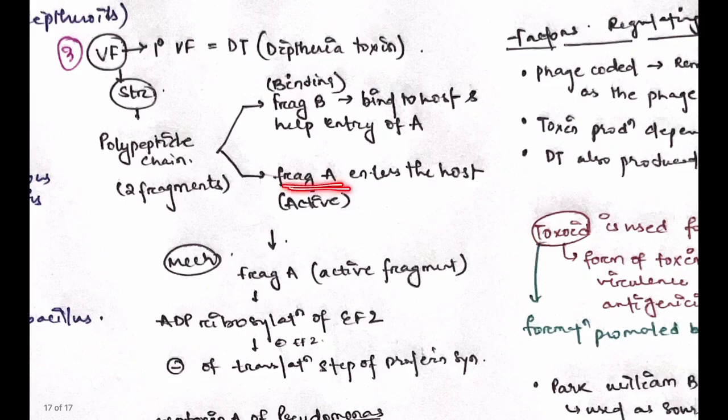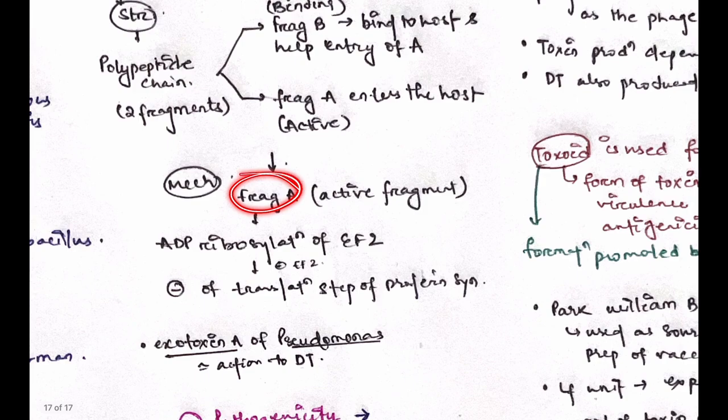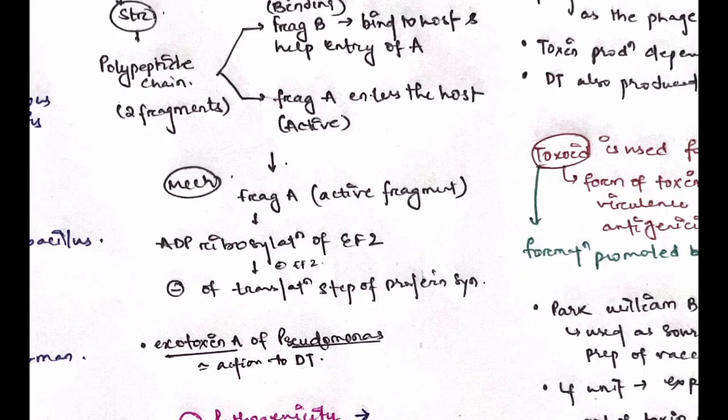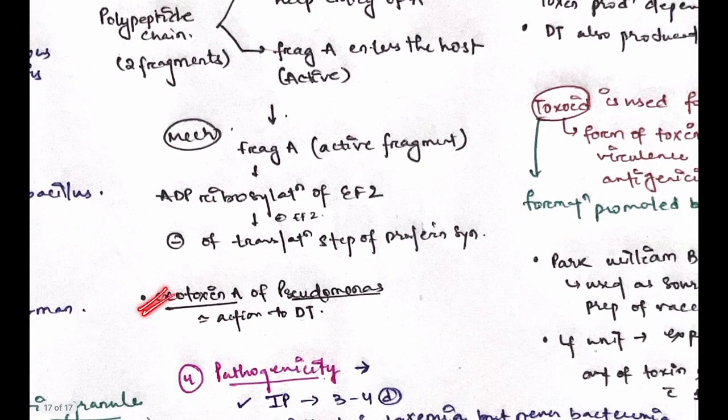Now fragment A will enter the host cell. What will it do after entering? This fragment A, the active fragment, will undergo ADP ribosylation of elongation factor 2, which will lead to inhibition of elongation factor 2, and that will lead to inhibition of the translation step of protein synthesis. So this is the mechanism of diphtheria toxin, and this mechanism is similar to exotoxin A of Pseudomonas. It has a similar action to diphtheria toxin.